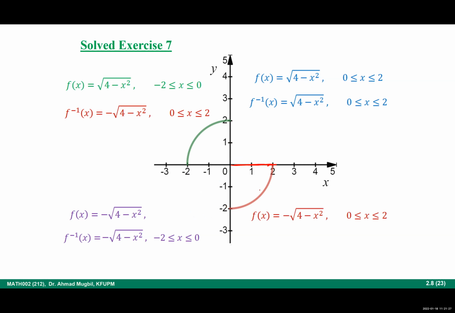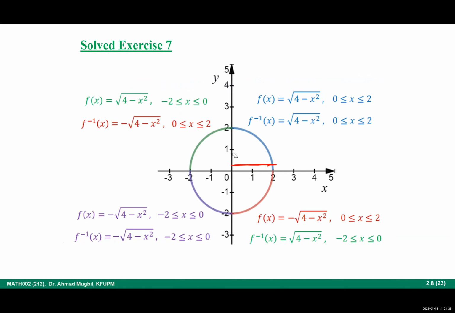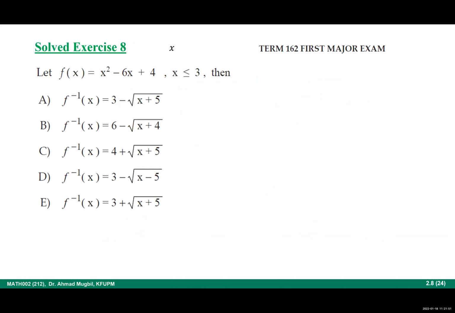Now, if you are in the fourth quadrant, the same, the inverse will be here. So the summary of all of these is here. If you have a question of this type, there are many in the old exams and in the recitation, you can do it quickly like this, because you know that they are part of a circle centered at the origin.